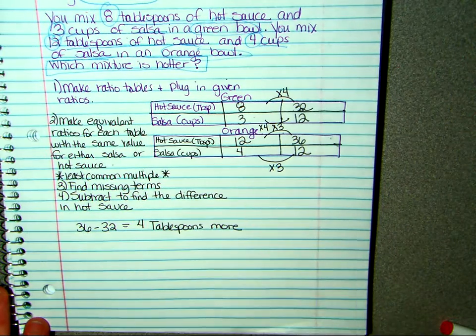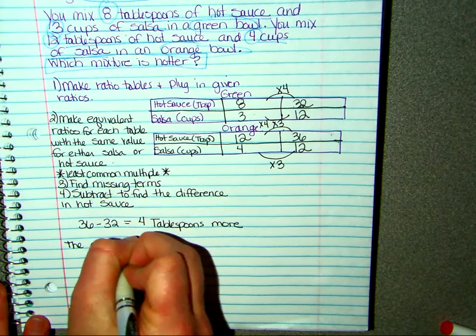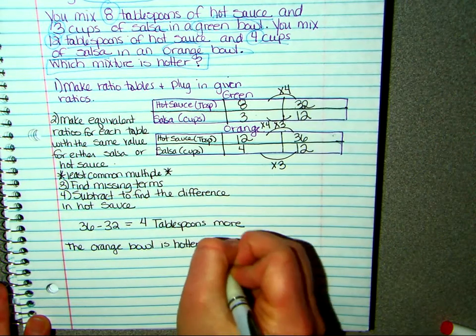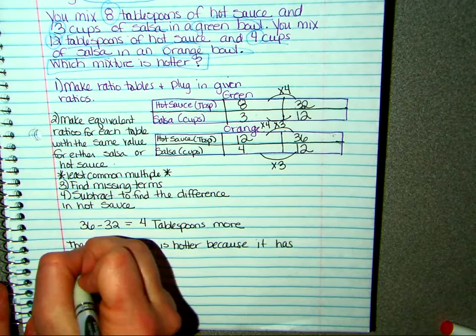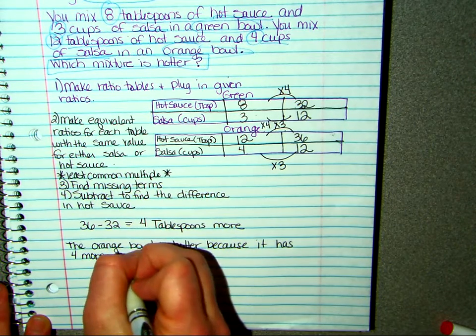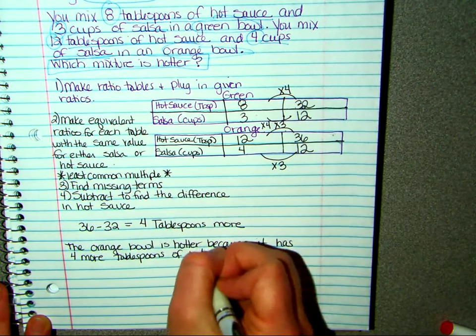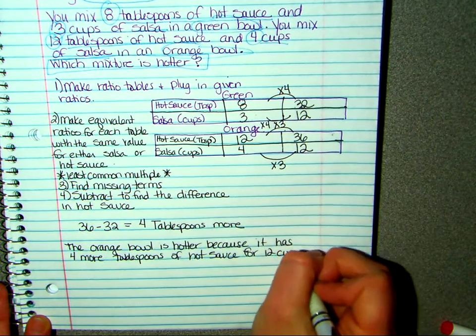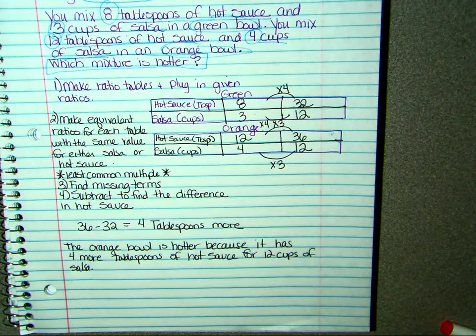more, which means the orange bowl is hotter because it has 4 more tablespoons of hot sauce for 12 cups of salsa. Are you following me on this, guys? Yeah. Does that seem reasonable?